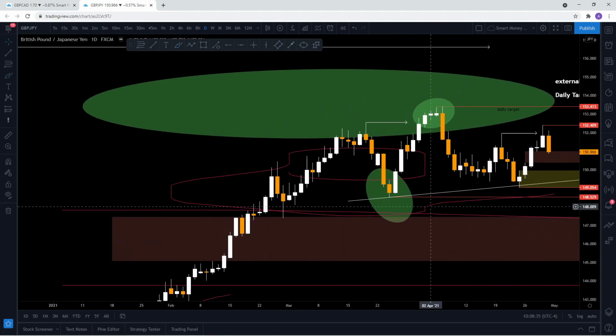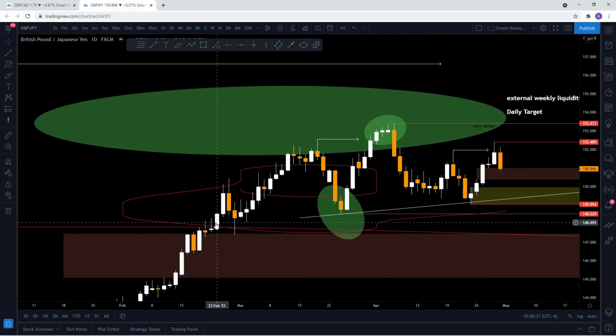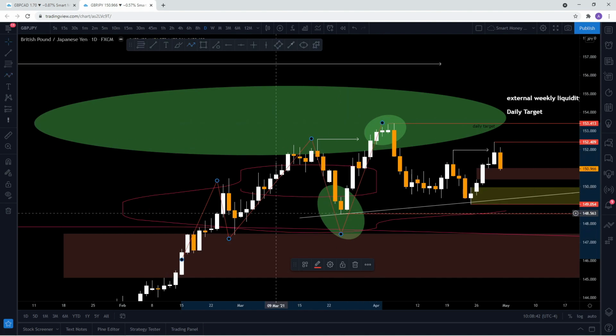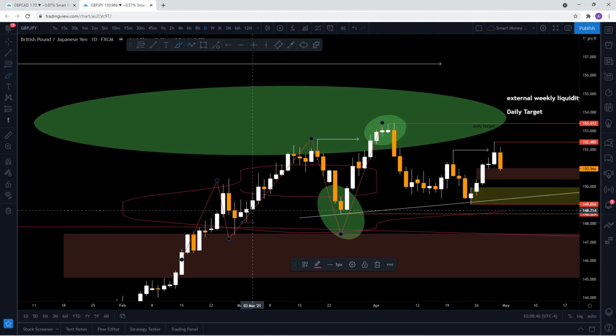So for example, if we look at this recent price action where price was making higher highs and higher lows on the daily chart, when it was pushing higher on each one of these swings, you can see that the lows were respected over and over again.